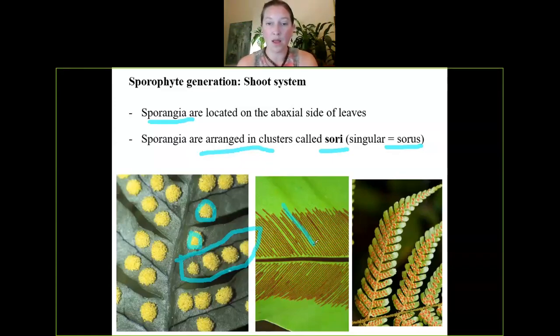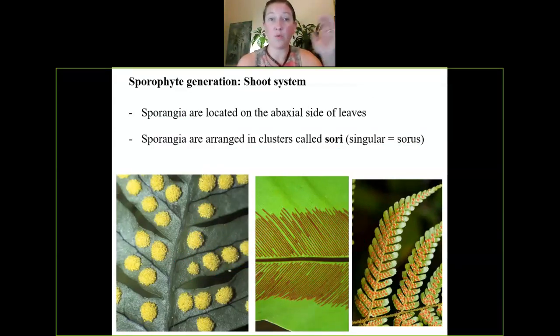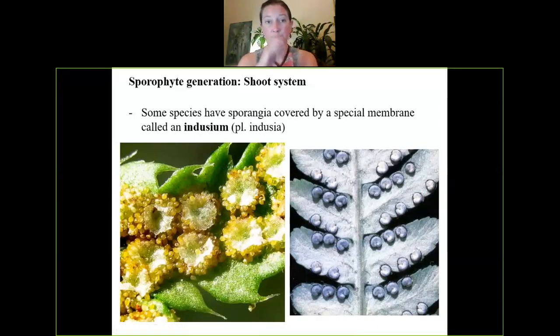Sometimes the sori are grouped in lines. Here's another one where the sori are grouped in circles or dots. So there's a lot of diversity in the color of the sporangia, and also the orientation, so linear or round orientation of the clusters of the sporangia. Tons of diversity in ferns with that.